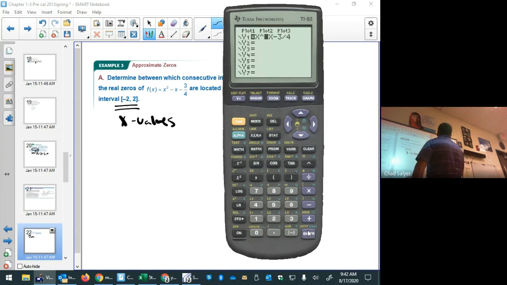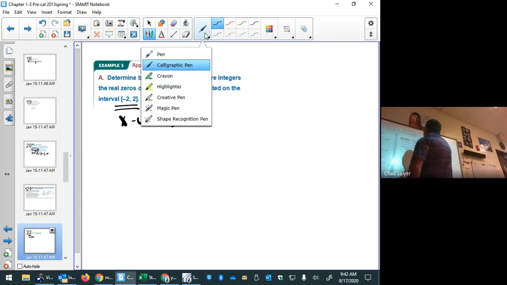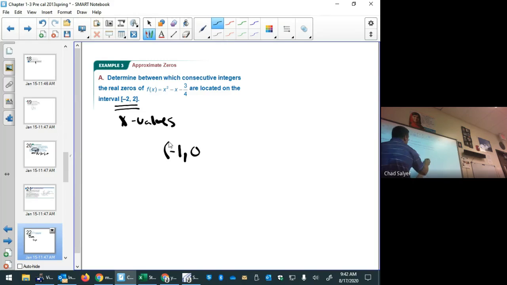Oh, I know what happened. I left off the exponent. Now let's try it. All right, good. So you see the two zeros here. So the zeros, in other words, the x-intercepts, occur in one case between -1 and 0.